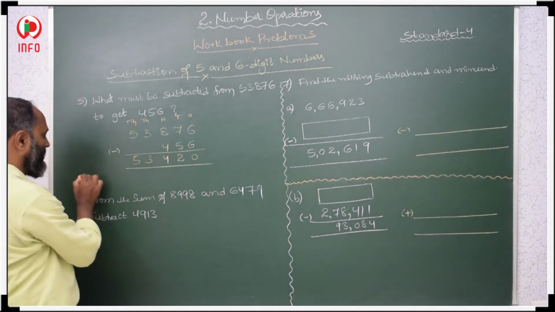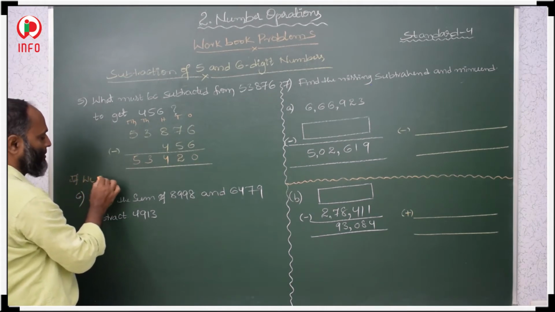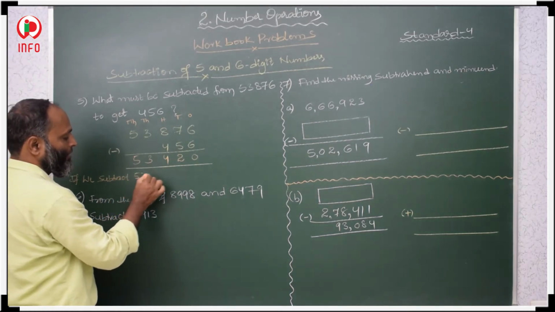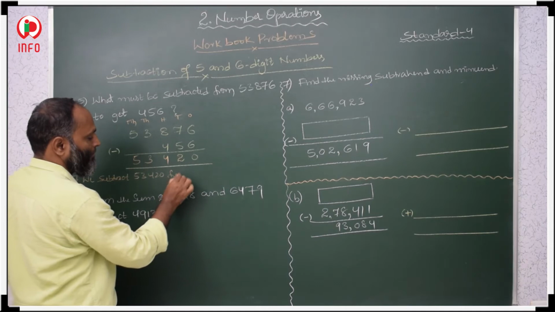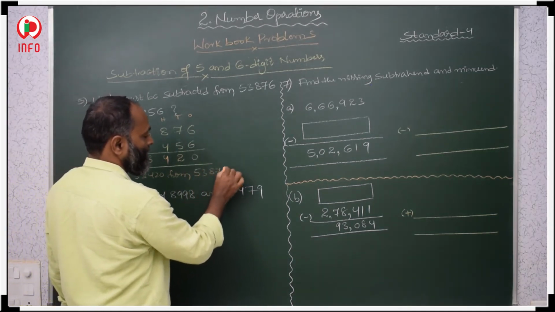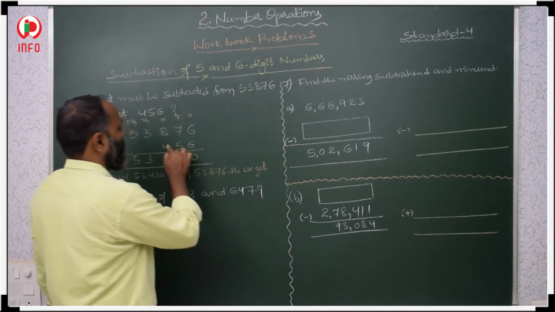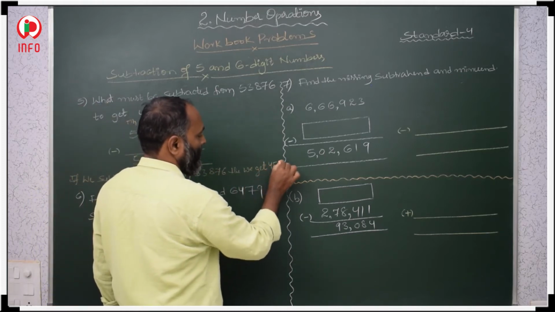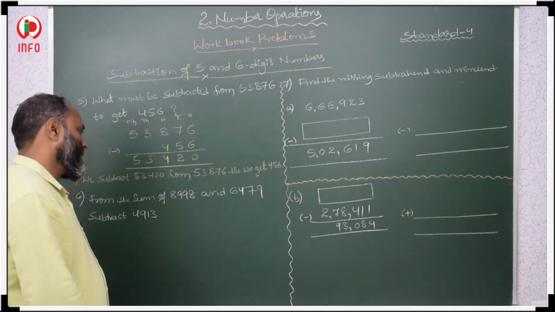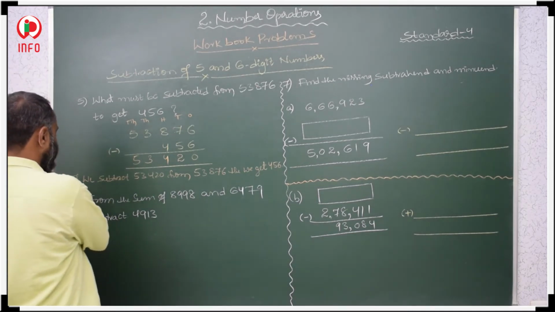53,420 right here. If we subtract 53,420 from 53,876, then we get 456. This answer we will get. Okay. So in this form, in the last step, we have to write a conclusion step also.